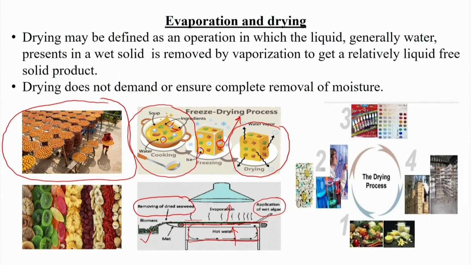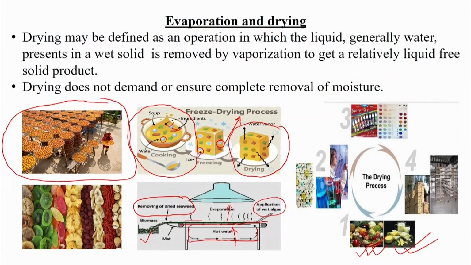Now, as a whole, if we see the drying process, many vegetables are dried to get the final product to store for a long period of time. Many fruits and vegetables are dried like this. This is one application of the drying process.